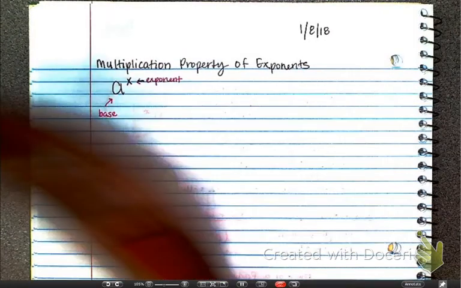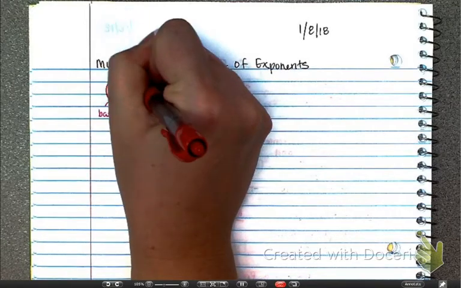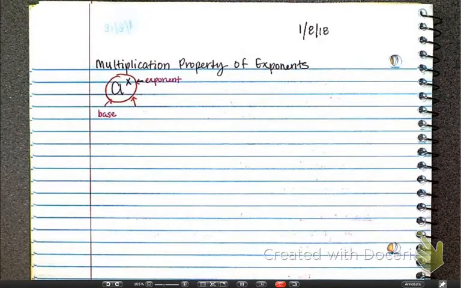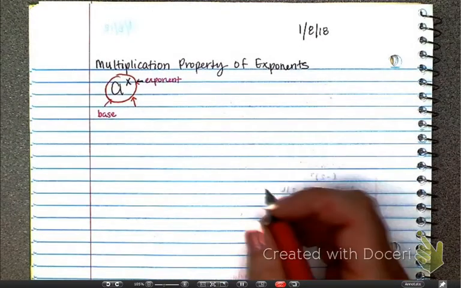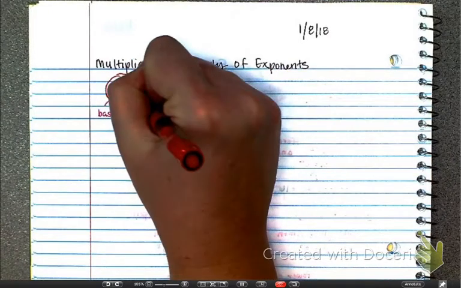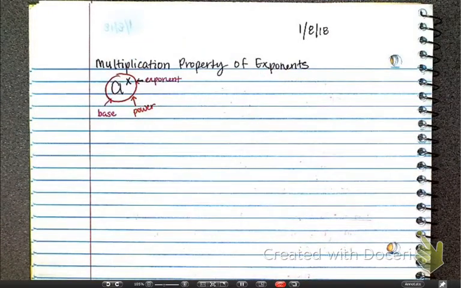And then the base and the exponent together also have a name. Does anyone know what that name is? The base and the exponent together have a name. This is known as the power. Okay, so the whole thing together, the base and the exponent, is known as a power.